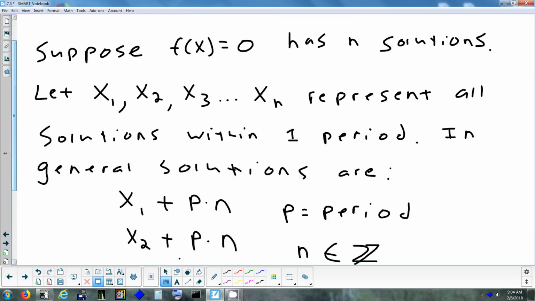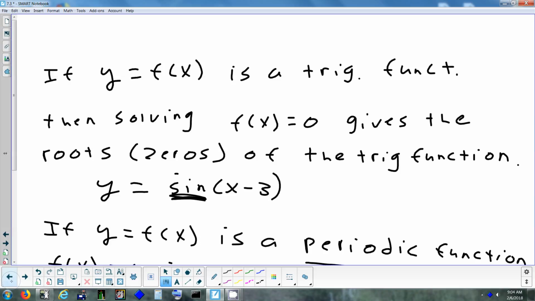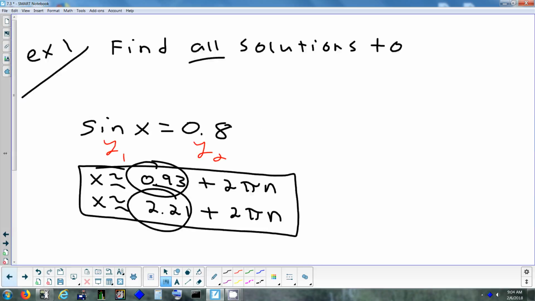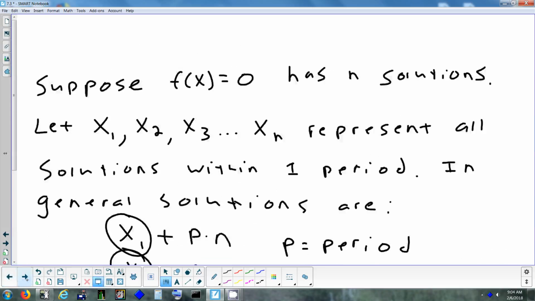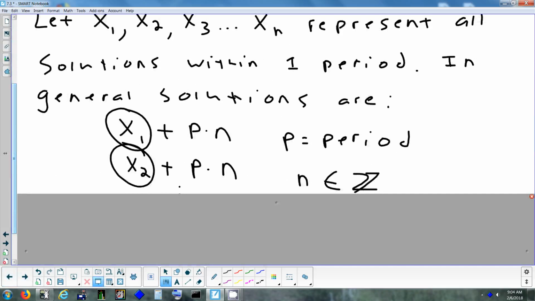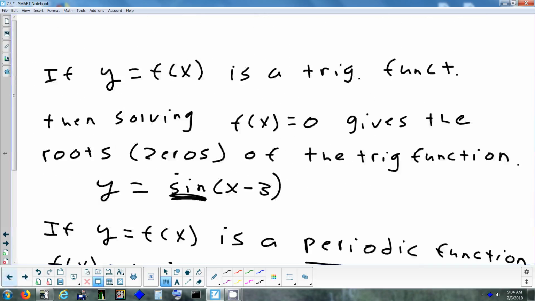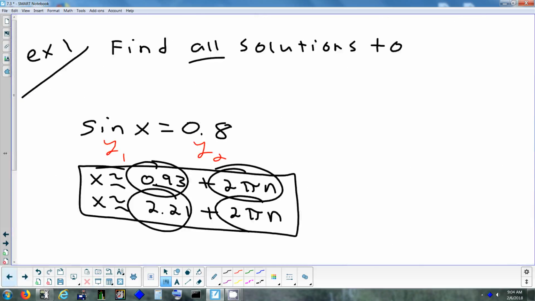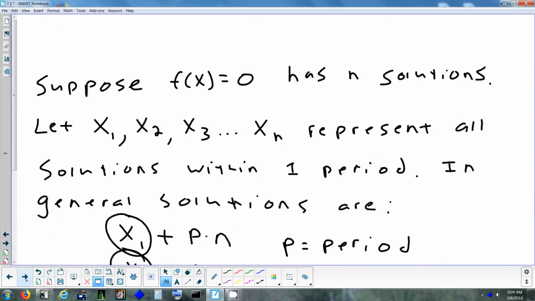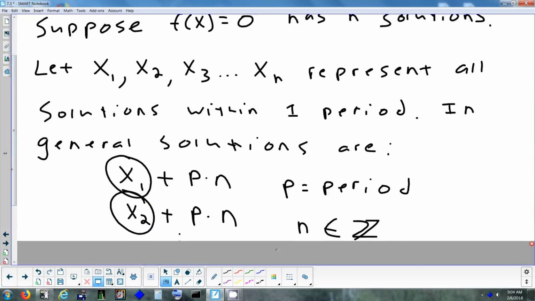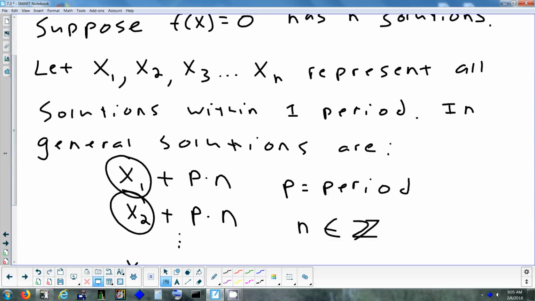All right, so this part, I would look at it first before you decide whether you need to copy it down. All it's saying is that if you have a problem, first thing you have to do is calculate all the individual solutions, just like we did right here. So calculate the solutions first, and then put plus period times n. That's exactly what we just did right here. Period times n, period times n. That's all that's saying.